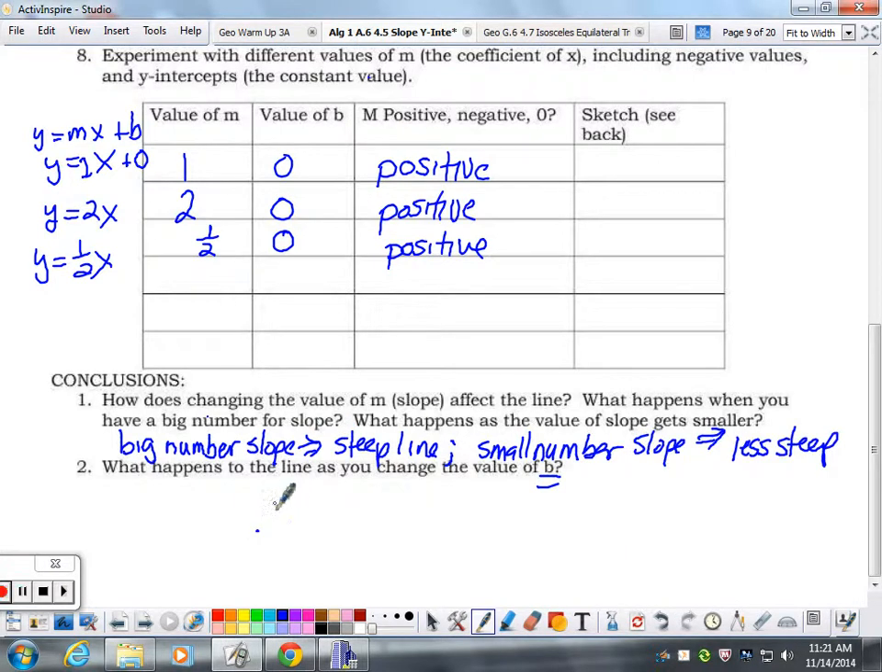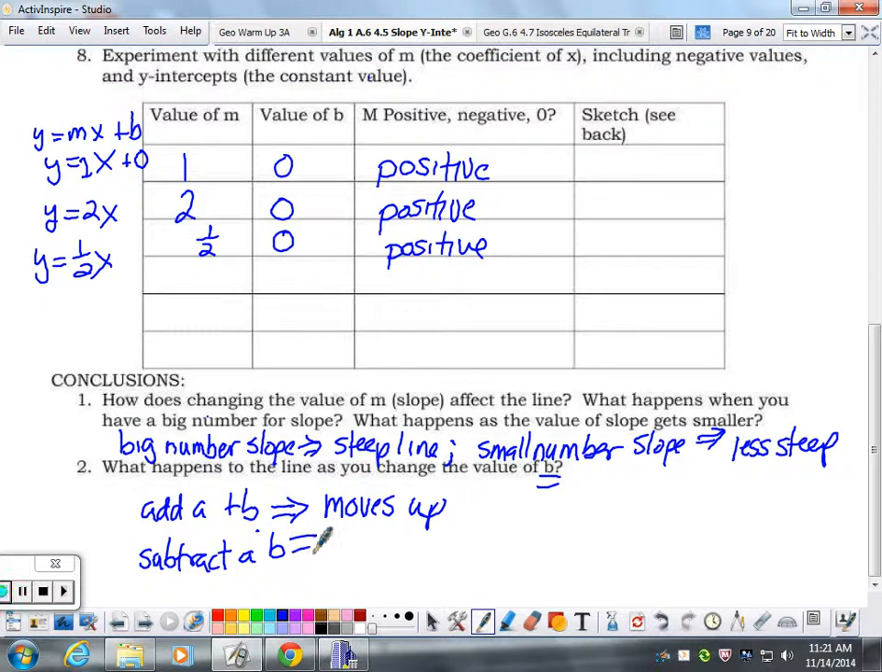What happens to the line as you change the value of b? What if you add a positive b? What happens to your line? It moves up, however many places you add. What happens if you subtract a b? Another way of saying that is you add a negative b. What happens then? It moves down. And these are called translations, just like you learned about last year. These are translations too, but they're a little less obvious.